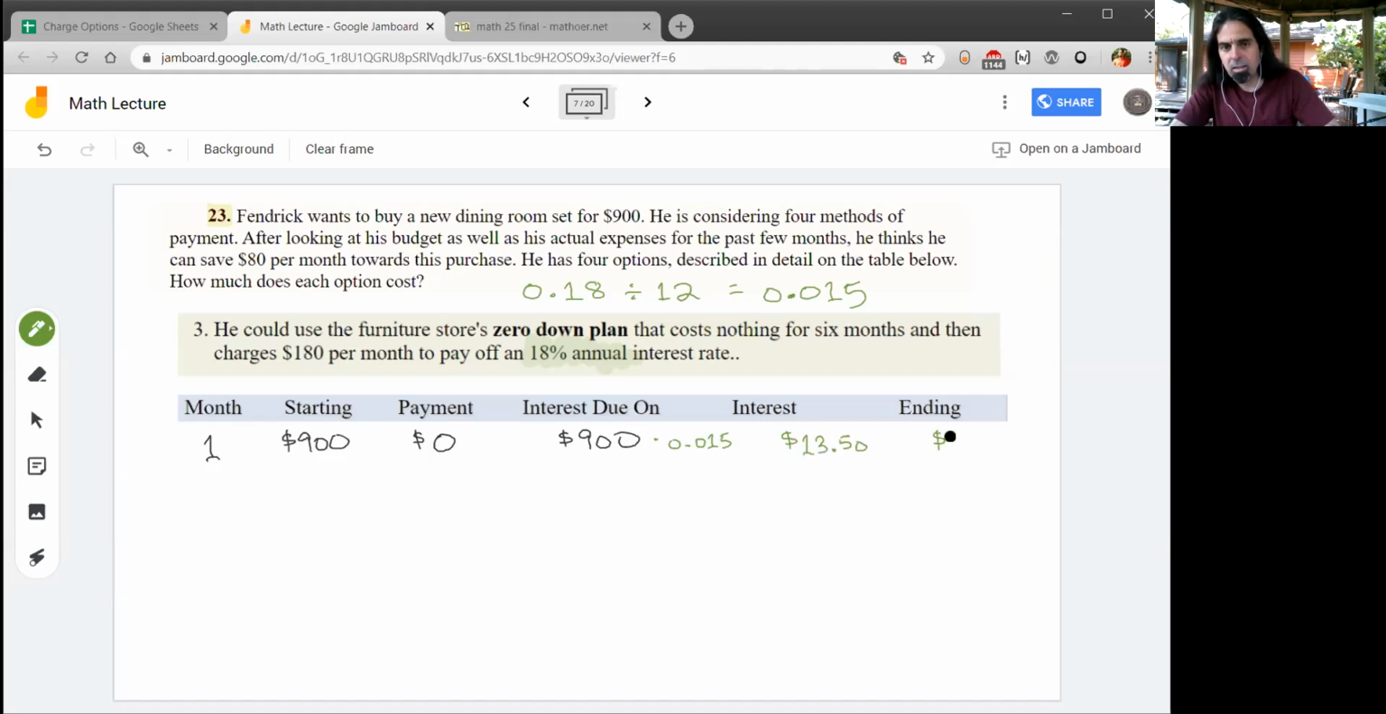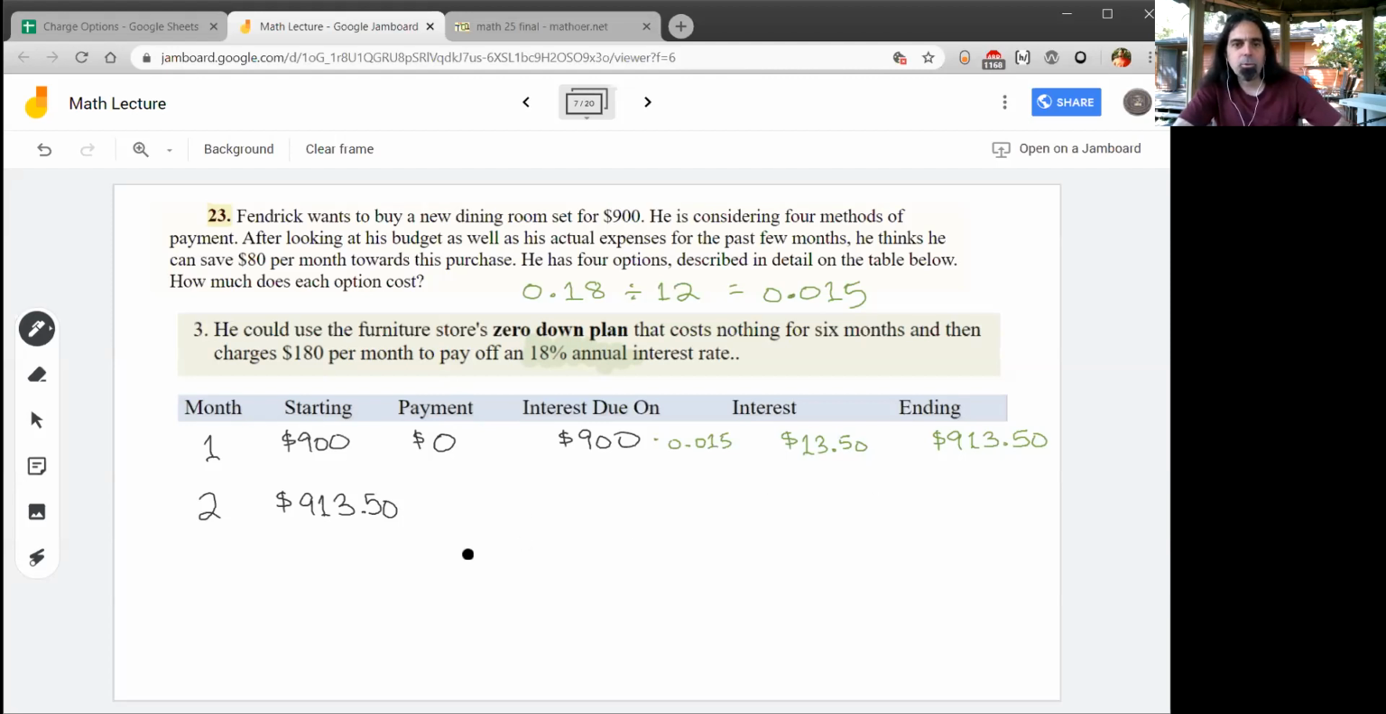And we end at $913.50. This should look familiar. This is just like the rent increases. We could actually use the compound interest formula for 6 months and see what it grows to. Everything else at the start of the next month, so far it's been smaller because he's been paying things off. But with the zero down plan, he has 6 months of just plain old compound interest.